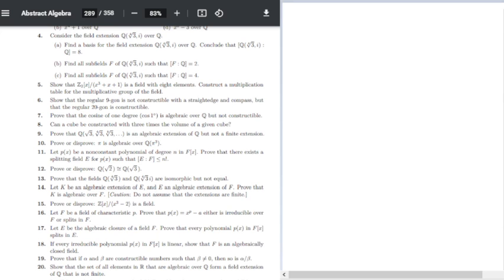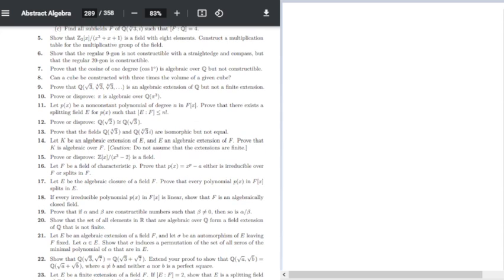Show that the regular n-gon is not constructible. Prove that the cosine of 1 degree is algebraic. Can a cube be constructed with 3 times the volume of a given cube? Alright. So prove that. Alright, a lot of these are just like, also, obviously, Q adjoin root 2 is not isomorphic to Q adjoin root 3. I mean, this is interesting, but like, eh.